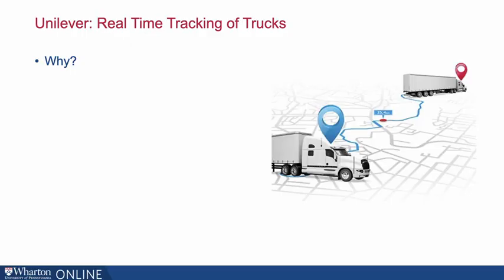Let's take another example, this time from a business to business perspective. Just like we talked about tracking of customers within a Disney resort, Unilever, the big CPG company, consumer packaged goods company, also implemented real-time tracking of trucks. Now you can imagine, these two applications are quite different. Indeed they are. But let's start from the basic question, the why. Why would they want to do this?